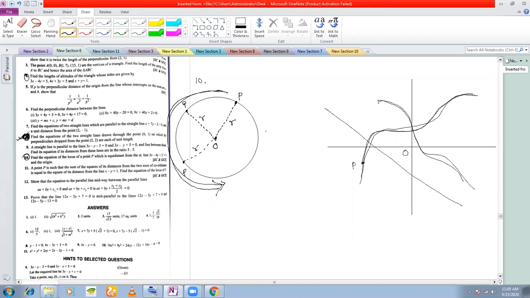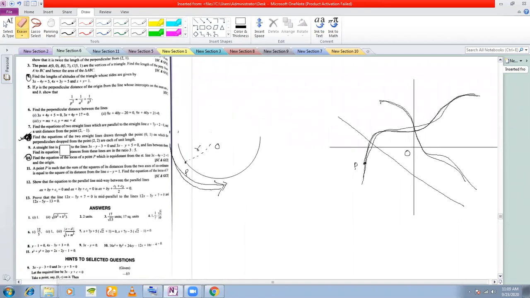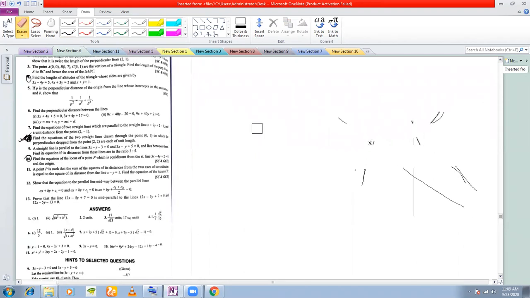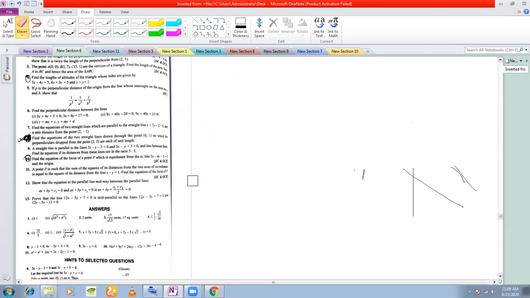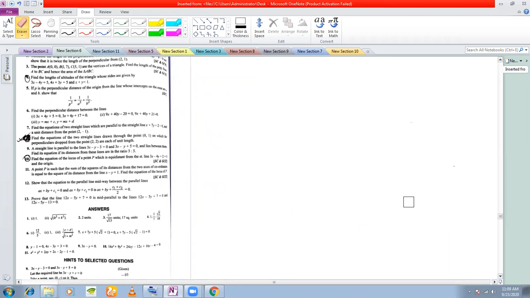So remember, locus is a path. It is nothing but a path. But when we are talking about a locus in terms of coordinate geometry, remember always that whenever you have to find the locus in coordinate geometry, you always need to find a relation between the x and the y coordinate.